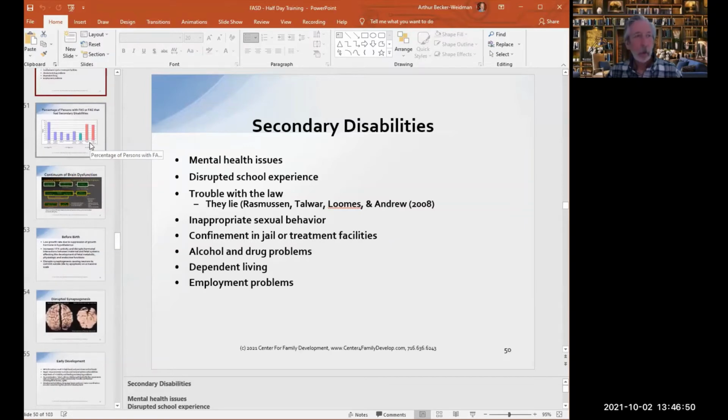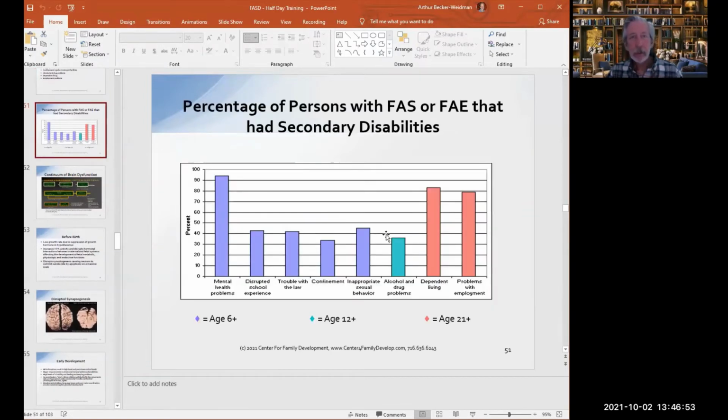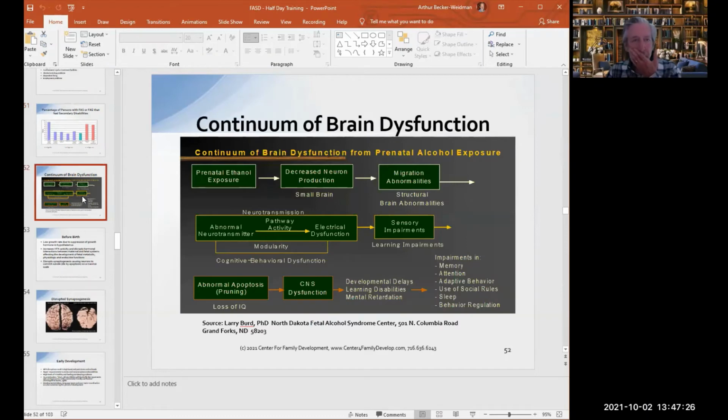Oh, okay, we're doing quite well on time. And again, this is just to show among people who have fetal alcohol syndrome or fetal alcohol effect, percentages that had secondary disabilities, okay? Over 90% of school-age kids, a high proportion of school disruption, trouble with the law, etc. And for adults, dependent living and problems with employment. Okay, so significant difficulties. It's interesting, but I don't know that it makes a difference for you all in terms of what you're going to be doing.